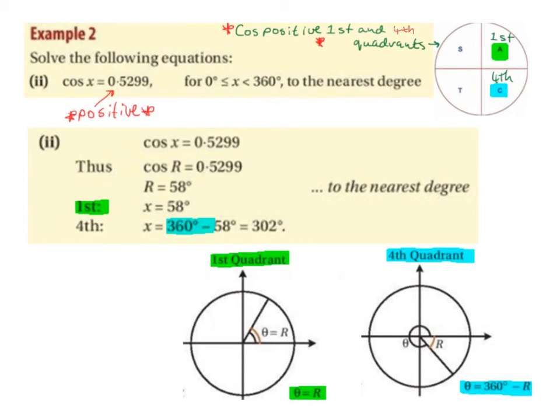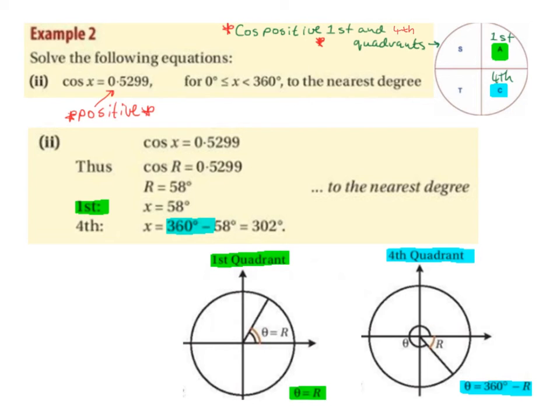So we have a look at our unit circle, and we know we have an A here in the first quadrant which represents all, so all are positive, so cos is definitely positive in the first quadrant. And we have a C in the fourth quadrant which tells us that cos is the only positive in the fourth quadrant. So cos is positive in the first and fourth quadrants. So cos of x is equal to 0.5299. So our reference angle, cos of alpha, is also equal to 0.5299.